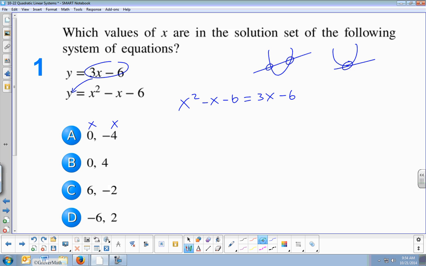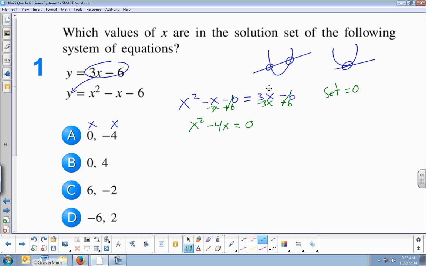And then my next procedure is to set it equal to 0. And so that's going to give us x squared minus 4x equals 0, because what I did was I subtracted 3x from here and here, and that gave me negative 4x. And then I added 6, and that canceled out there and there.